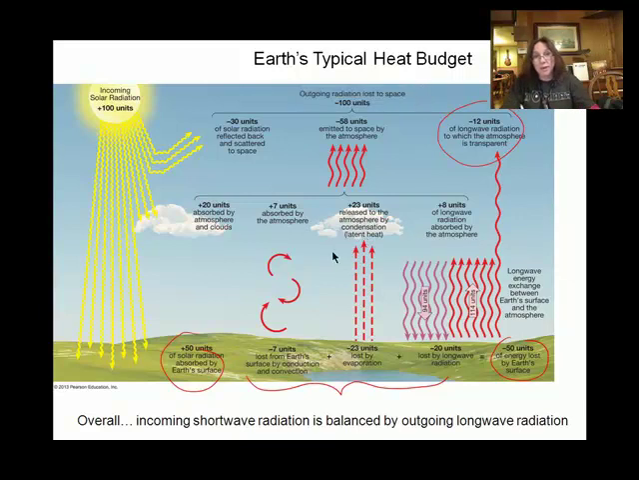And so when you add up the 30 plus the 58 plus the 12, you get 100 units back. So 100 units are going out, 100 units came in. And it's just a neat little figure.